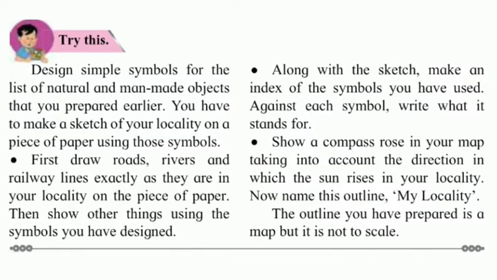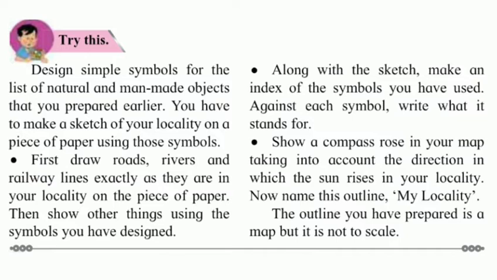Now students, coming to page number 89, try this. This is an activity for you. See, you design simple symbols for the list of natural and man-made objects that you prepared earlier. You have to make a sketch of your locality on a piece of paper using those symbols. Then see, first you draw roads, then rivers and railway lines exactly as they are in your locality on the piece of paper. Then show other things using the symbols you have designed.